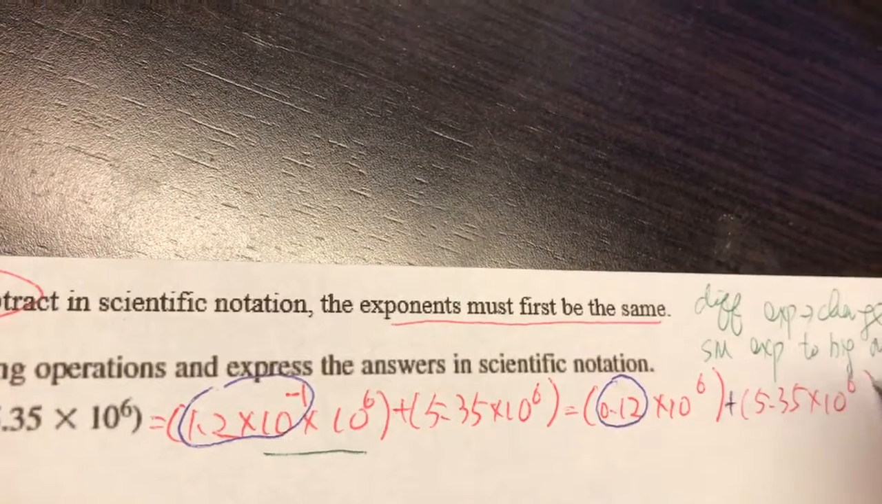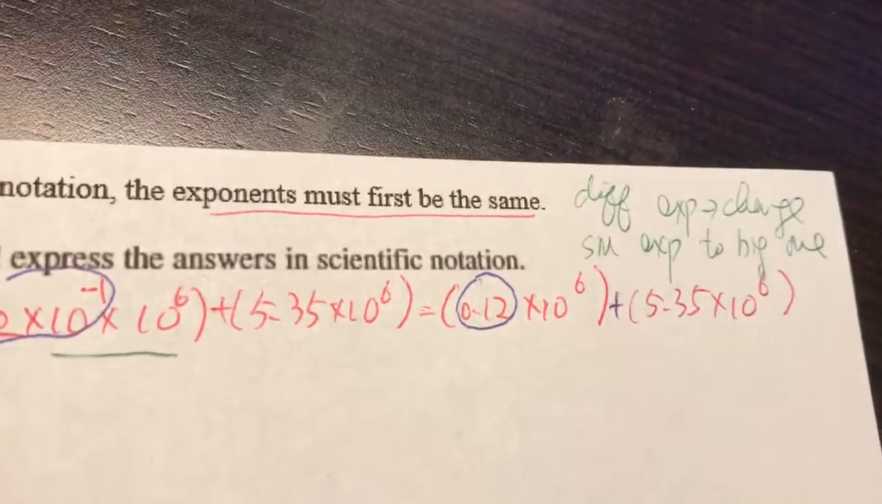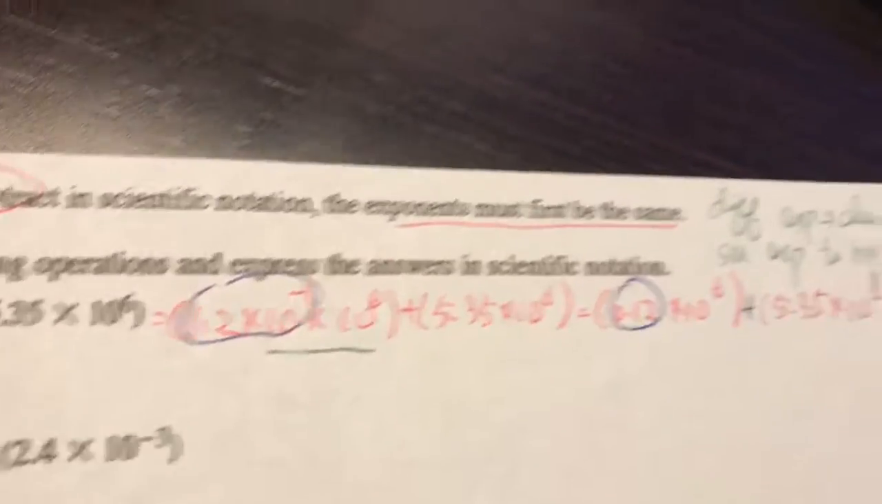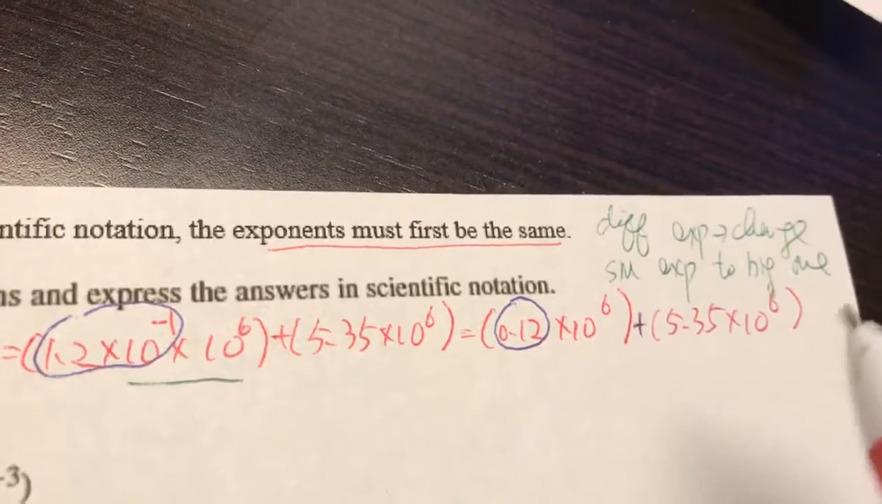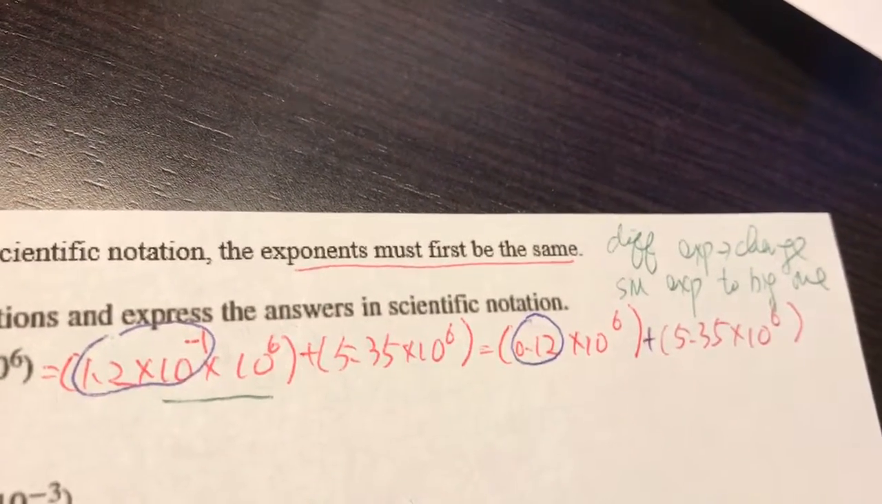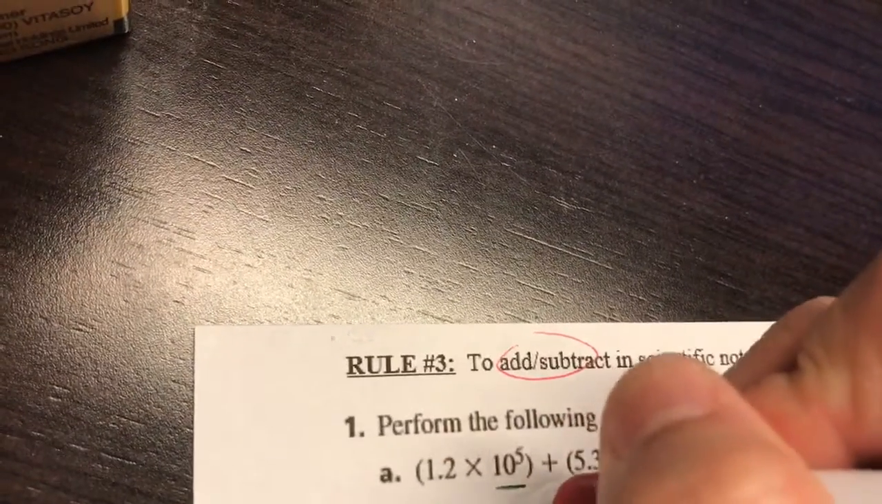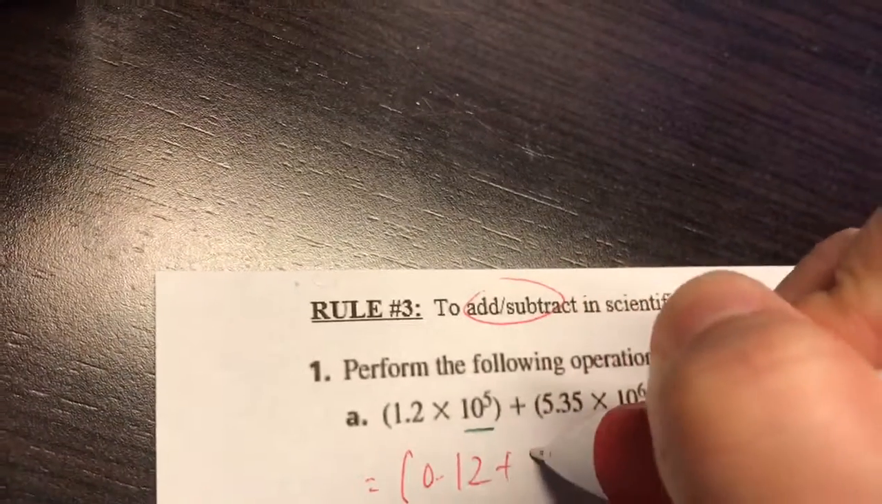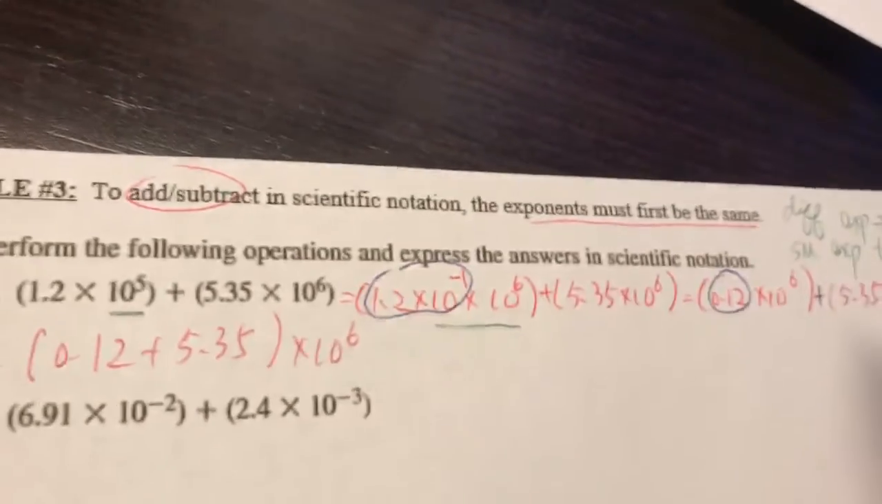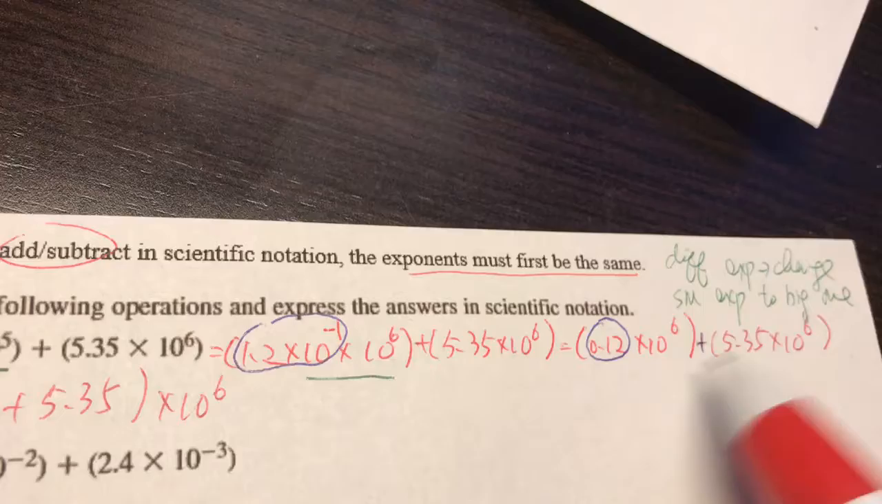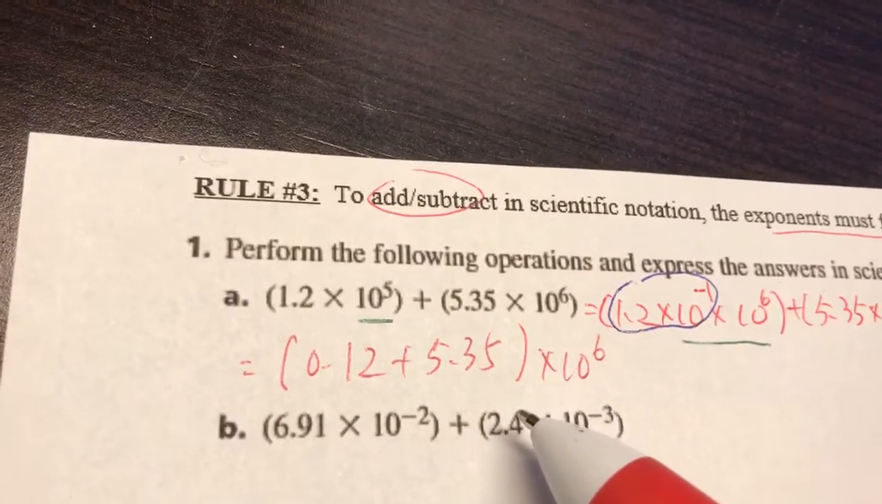Okay? The next thing is I see I want to have the same exponent, 10 to the 6 on both of them, because I can take out the common factor. My common factor is 10 to the 6. All right, so I take it out, and then I got 0.12 plus 5.35 times 10 to the power 6. Why do I want to have the same exponent? Because I can take out the common factor. All right, it becomes this.